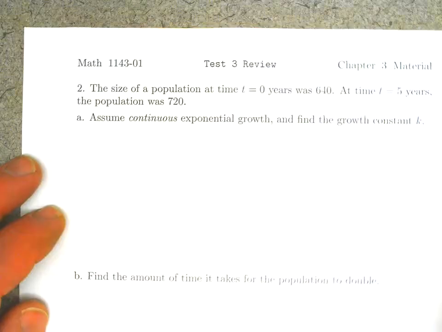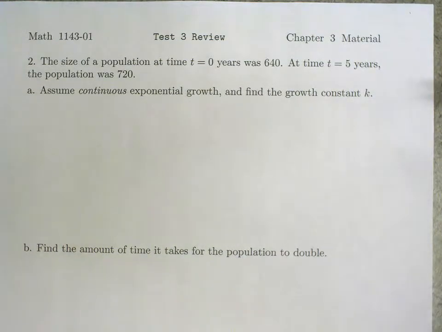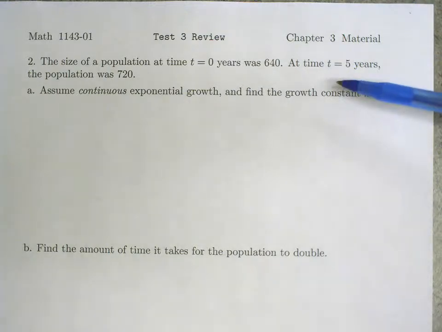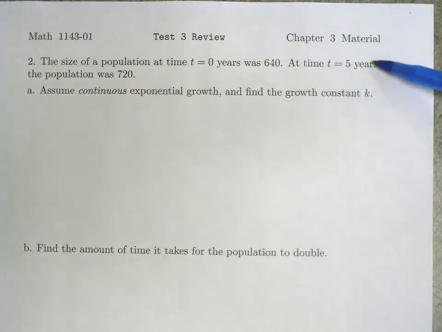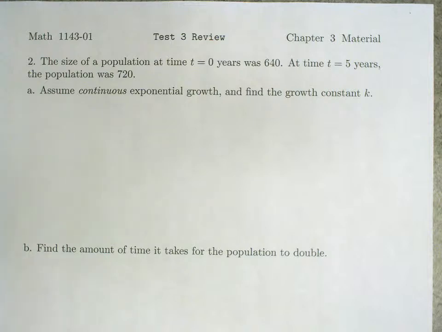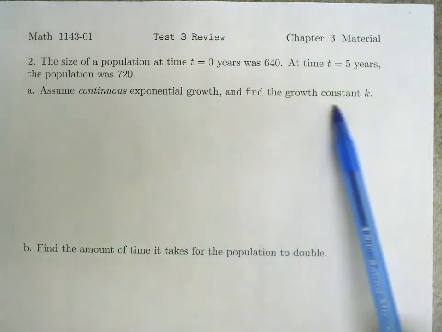Okay, so here's an example, sort of a run-of-the-mill type example for modeling continuous exponential growth. For this one, the size of a population at time t equals 0 years was 640. At time t equals 5 years, the population was 720. Assume continuous exponential growth and find the growth constant k.